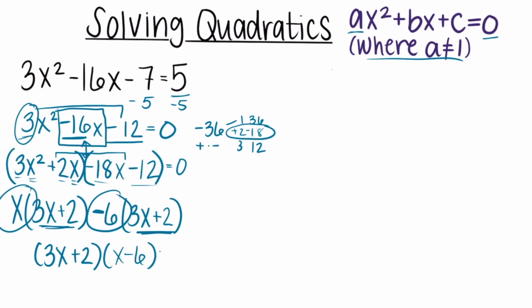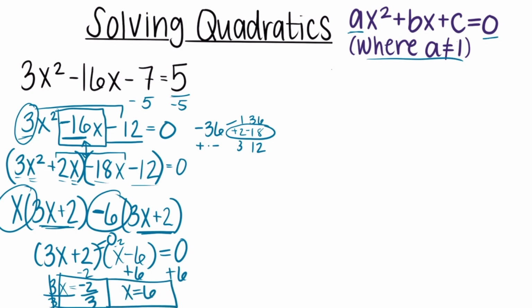Now remember, this whole thing equals 0, so our last step is to set both of these equal to 0 and solve for x. So in that first one, I have to subtract 2. So 3x equals -2, and then divide by 3 to get that x is -2/3. In my second one, I'm just going to add 6 to both sides to get that our x is +6. So again, with this example, we had 2 solutions.